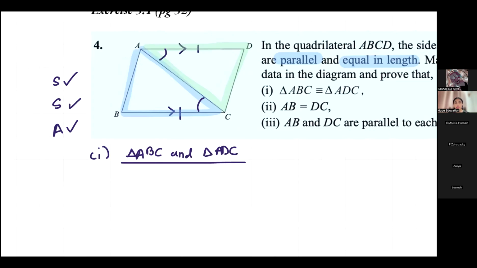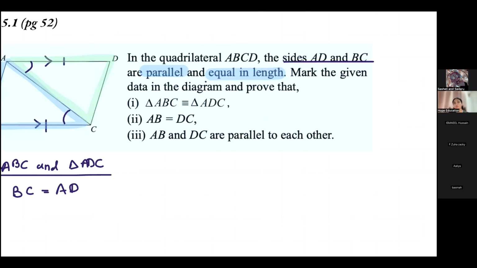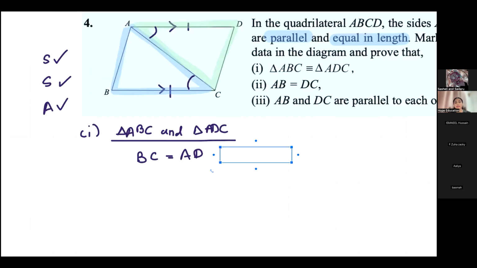Okay, we'll write this, right? So I put the topic: ABC and ADC are the triangles. In the ABC triangle, side BC is equal to side AD in the ADC triangle. So I write BC equals AD. My reason is that they have given it: sides AD and BC are equal. So within brackets, I write "given". Always you have to write the reason within brackets, right?